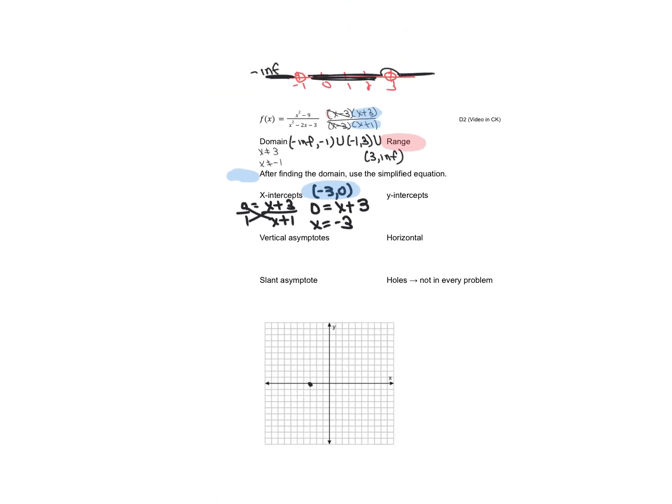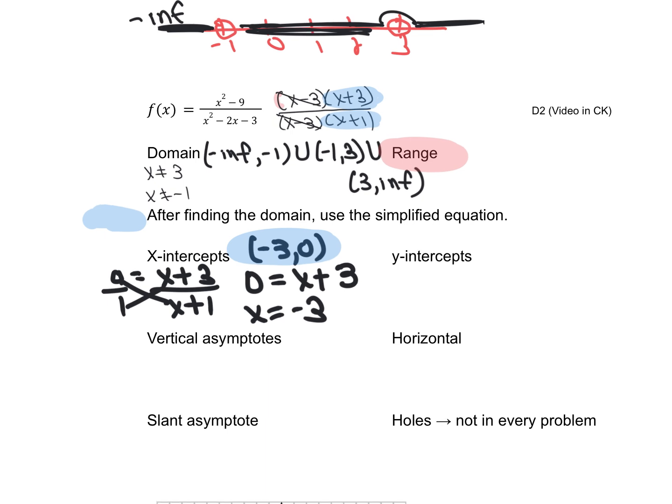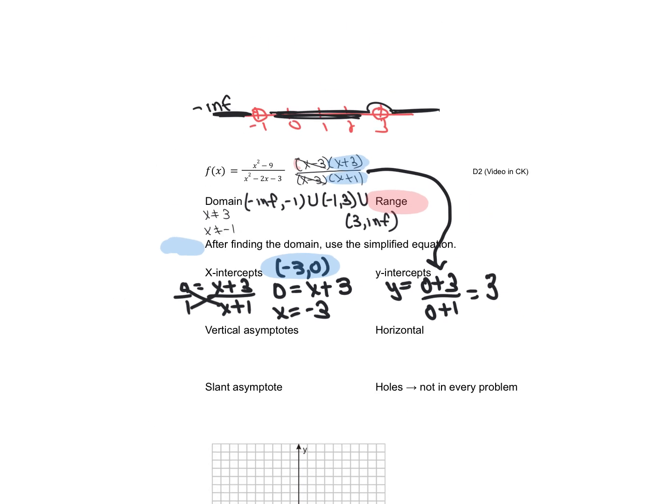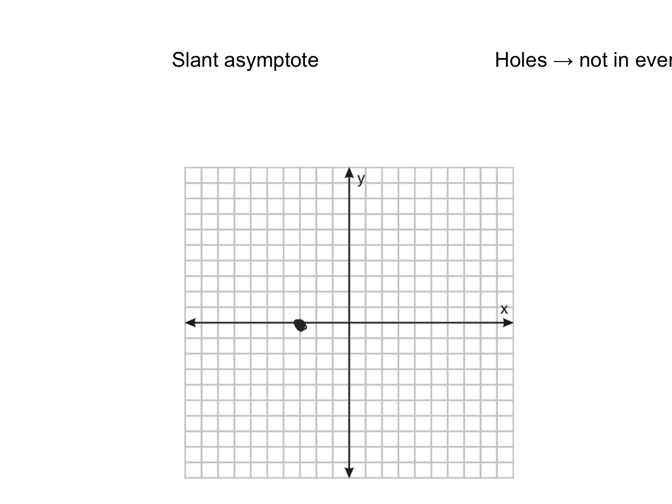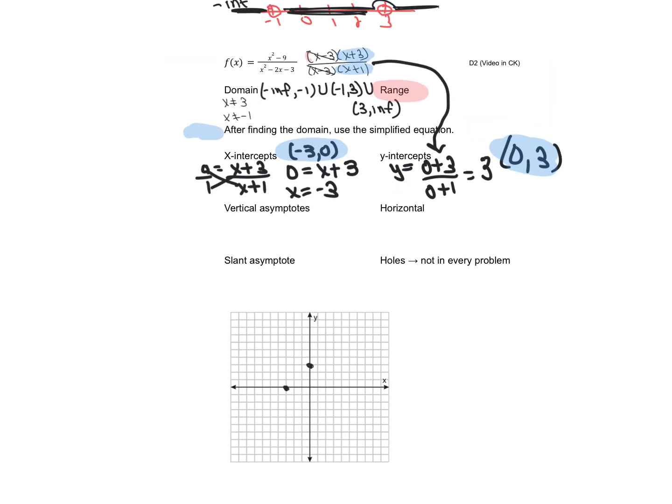Okay, our y-intercept, again, is the value of y when x equals 0. So we're going to say y equals 0 plus 3 over 0 plus 1. So that's going to be 3 over 1, which is just 3. So our ordered pair will be 0, 3. Okay, so let's highlight that there. So we're going to be at 0, 3. So come down here on our graph, and we're at 0, 3. Those are our two intercepts that we have.